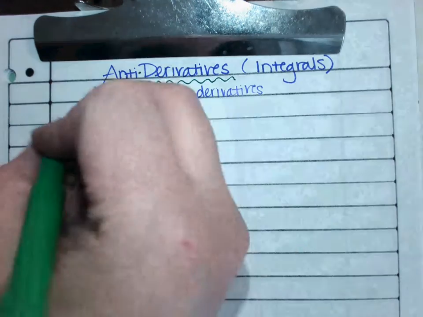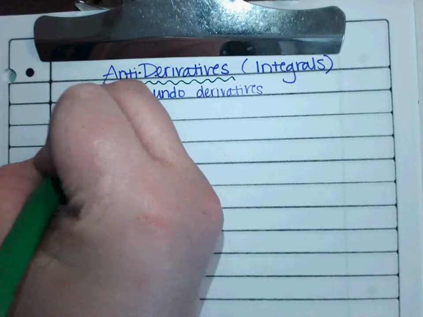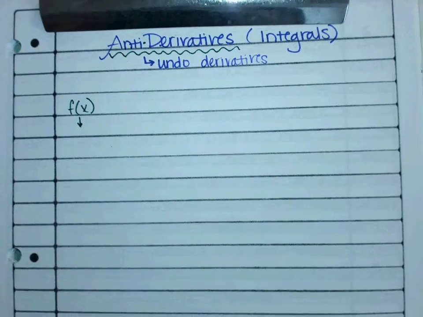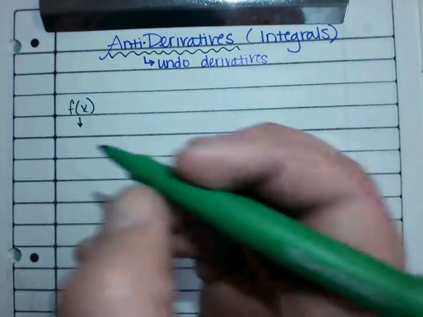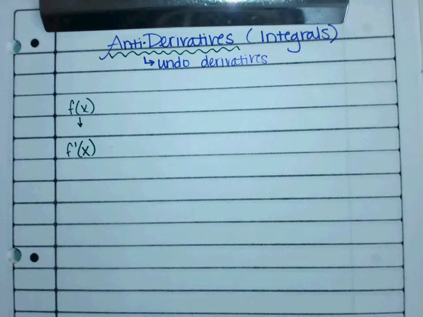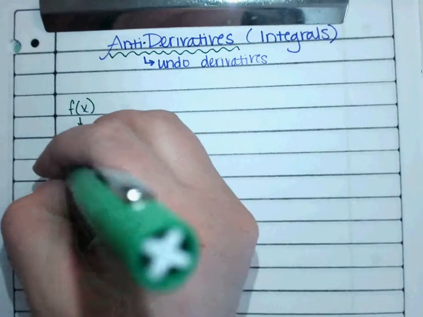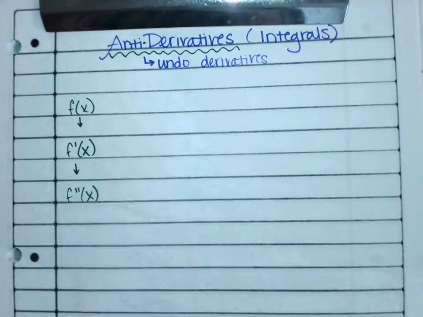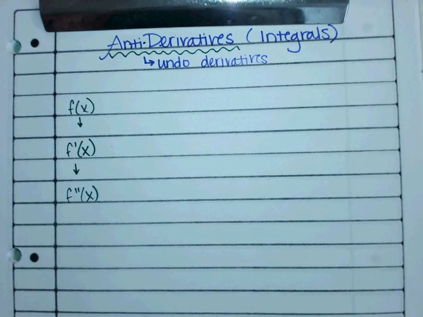If I have f of x, what do I call the derivative of f of x? F prime. Okay, f prime of x. We'll do it with the dy dx's in a second. Then what's the derivative of that called? F double prime of x. Okay, so as I take derivatives, I'm going to go down.